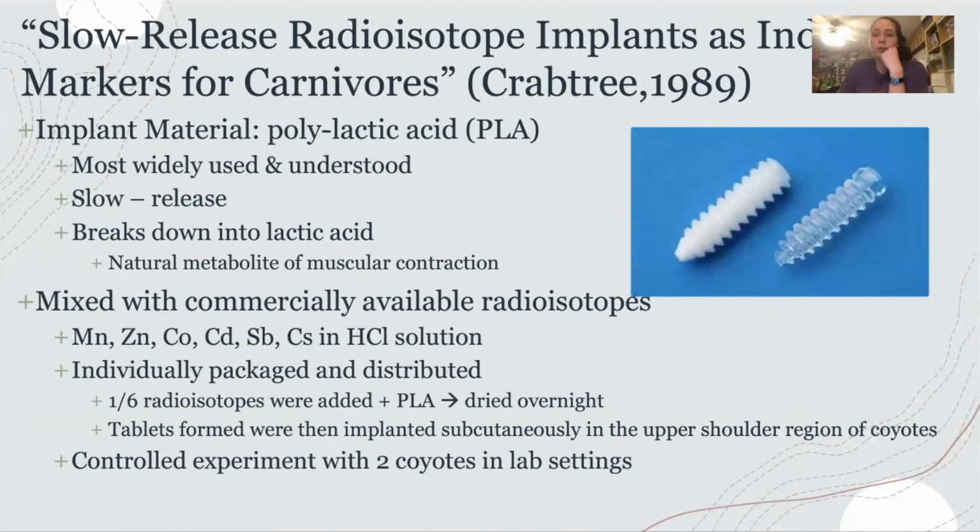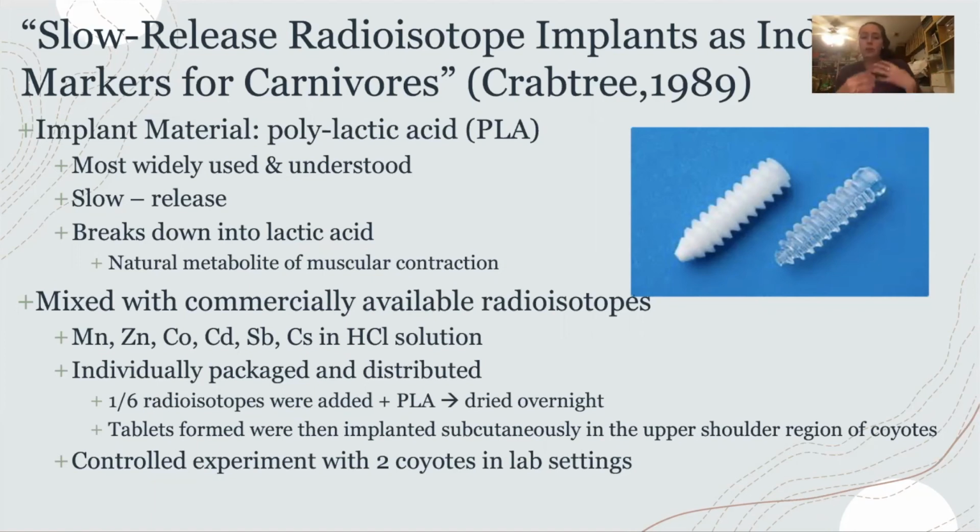So slow-releasing radioisotope implants as individual markers for carnivores, Crabtree 1989, is the paper that I chose. The implant material is polylactic acid, also known as PLA, and this is what it looks like over here. So this is the PLA. It's biodegradable, and it's the most widely used and understood. It's slow release, and it breaks down into lactic acid, which is a natural metabolite for muscular contraction. It's mixed with available radioisotopes such as zinc, cobalt, cesium in a hydrochloric solution.